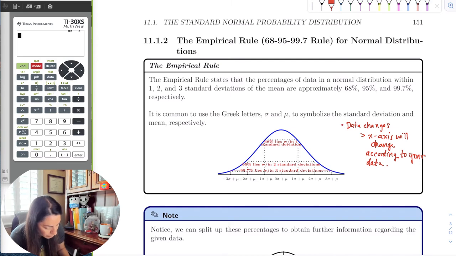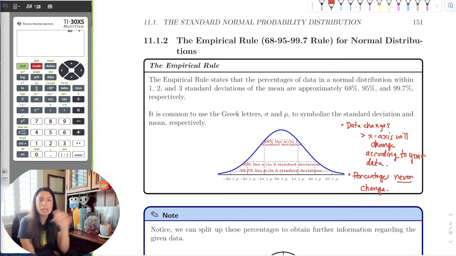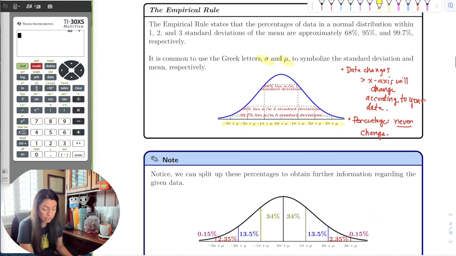Okay. The second piece is the percentages will never change. Those are fixed. All you're changing is that horizontal axis. Get the mean from your data and the standard deviation, add 3, subtract 3, you're done, right? And now you have all the percentages and the intervals. So again, you'll need the mean and the standard deviation to be able to determine the x-axis. But other than that, it's a really simple calculation on your calculator, or you don't even need it if the numbers are nice.